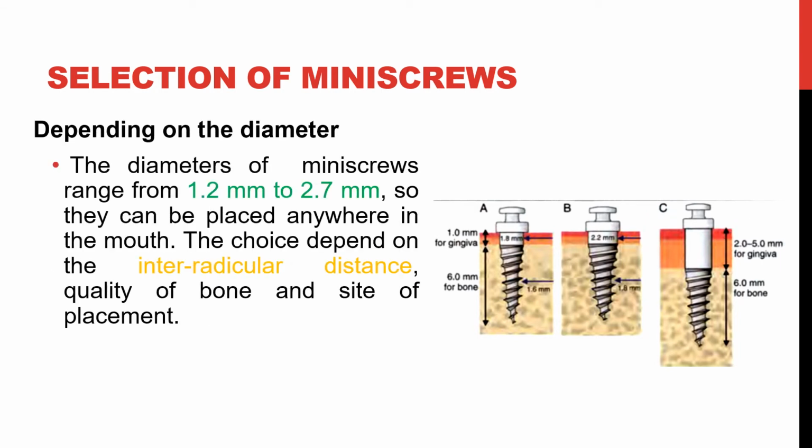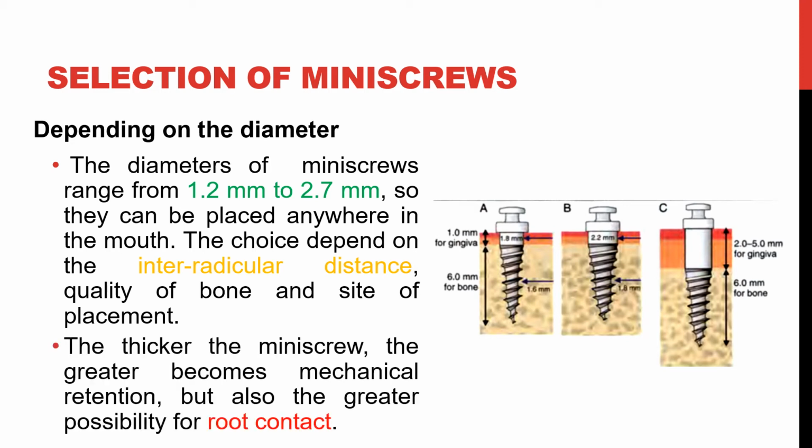The diameters of mini screws range from 1.2 to 2.7 millimeters, so they can be placed anywhere in the mouth. The choice depends on the interradicular distance, the quality of bone, and the site of placement. The thicker the mini screw, the greater the mechanical retention, but also the greater the possibility for root contact.